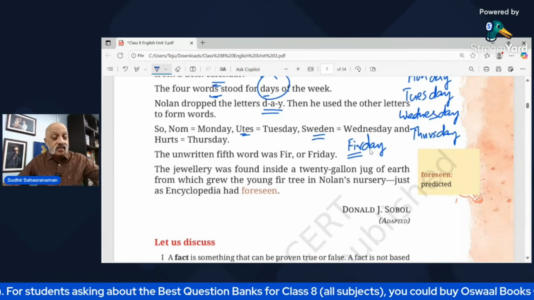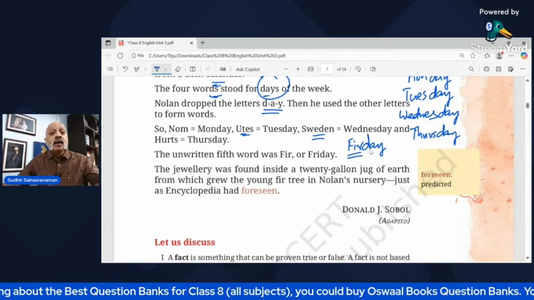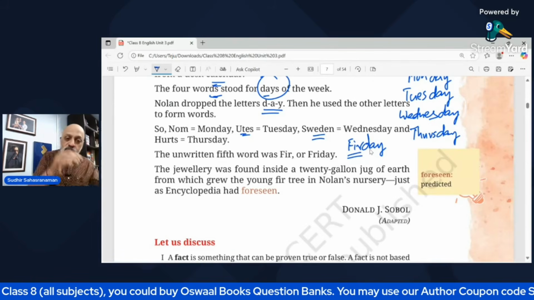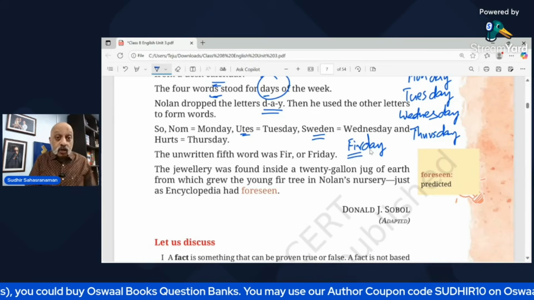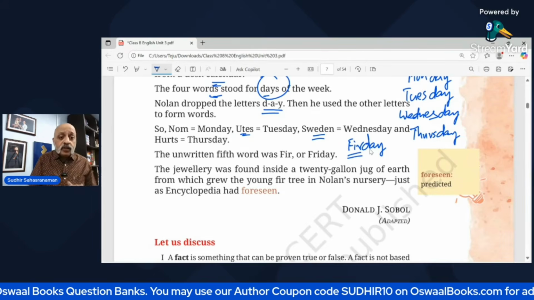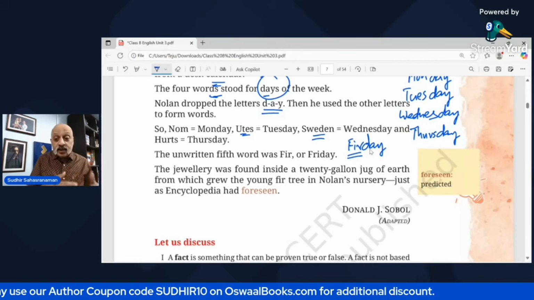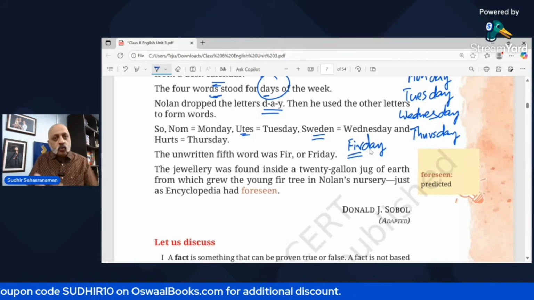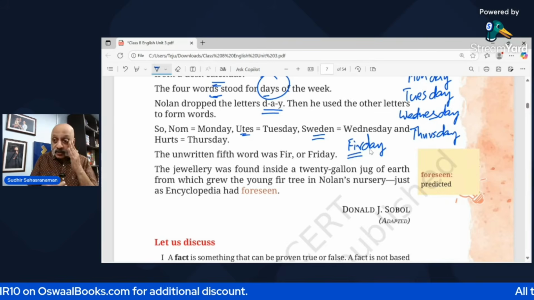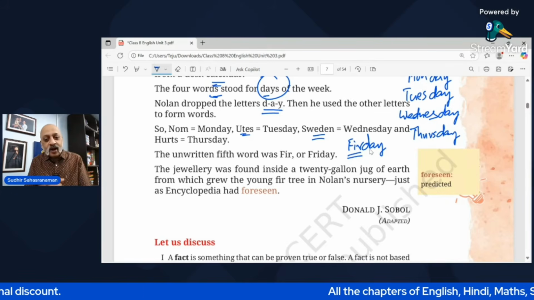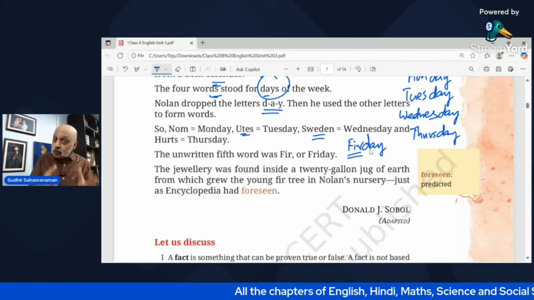When he said yes, on the southern side, that's where the hiding place of the stolen jewelry is. The jewelry was found inside a 20-gallon jug of earth from which grew the young fir tree in Nolan's nursery, just as Encyclopedia had foreseen. Foreseen means what he had guessed, what he had predicted. So with this, we come to the end of this delightful story by Donald J. Sobol. I hope you enjoyed it.